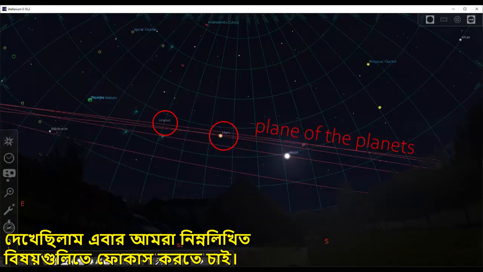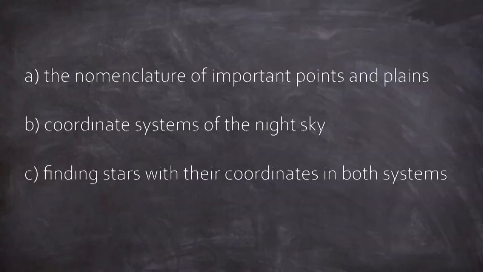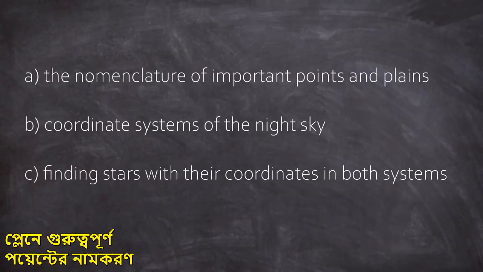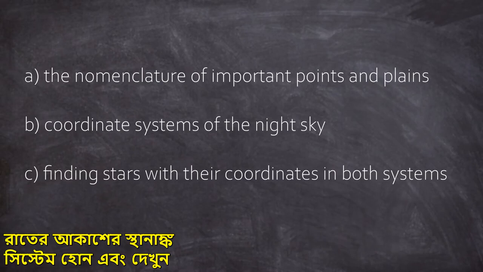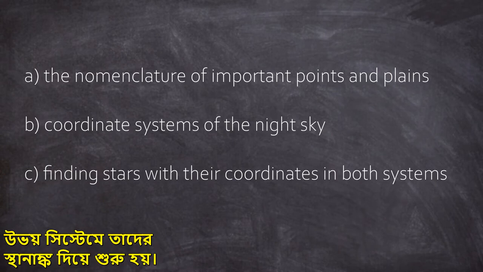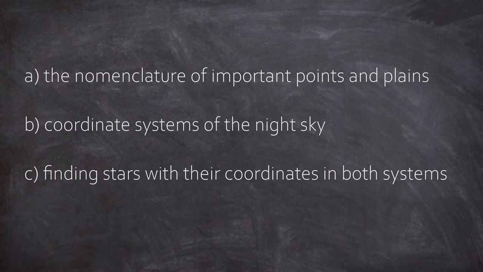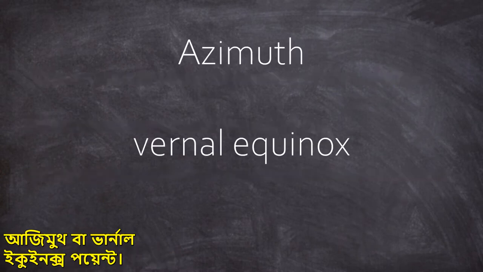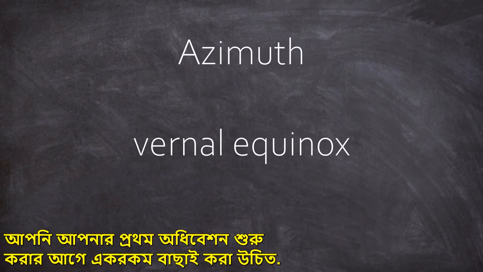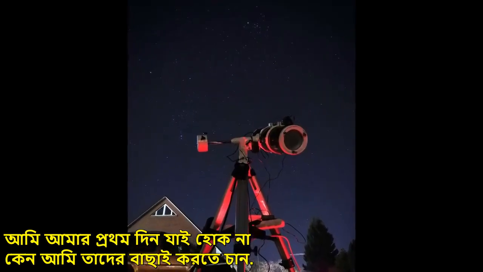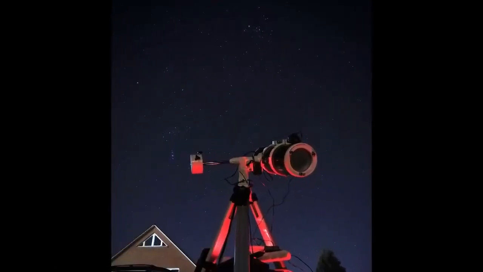This time we want to focus on the following things. A. The nomenclature of important points on planes. B. The coordinate systems of the night sky. And C. Finding stars with their coordinates in both systems. Technical terms like azimuth or vernal equinox point should somehow be sorted out before you start your first session. I wish I had sorted them out on my first days, whatever.